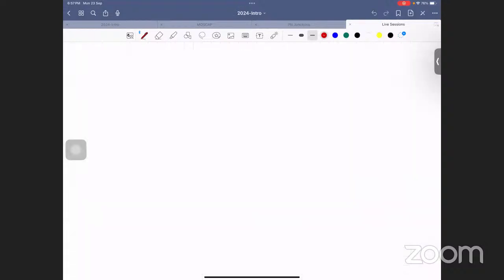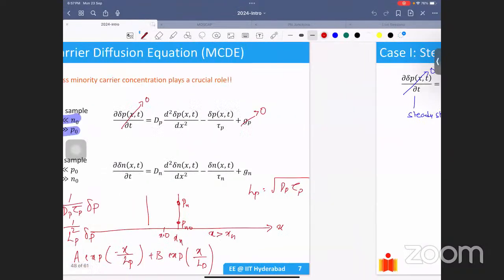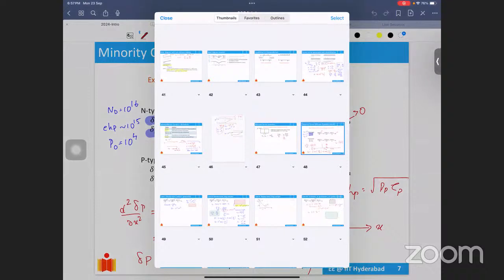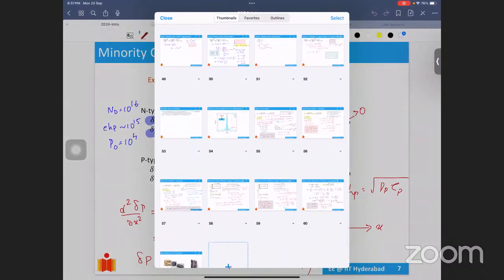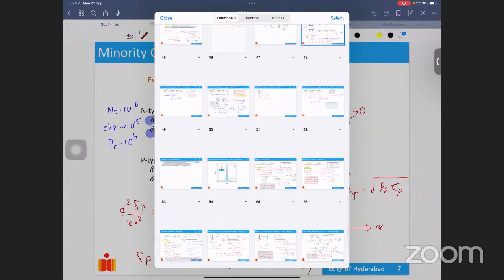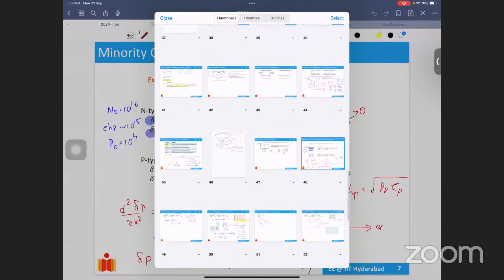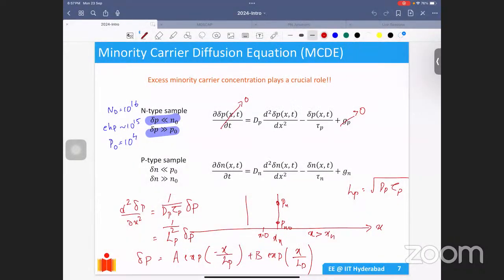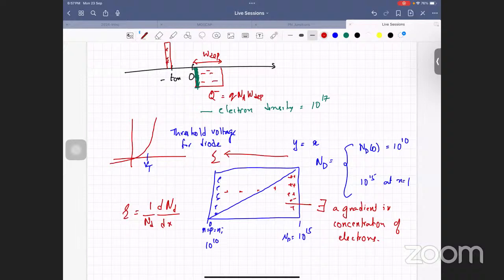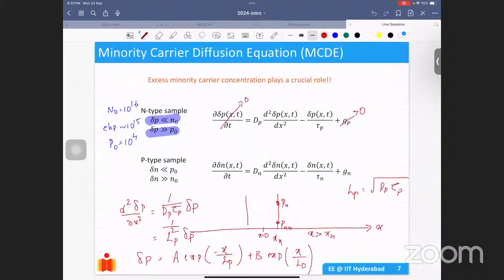Let me just open this up, one moment. Sir, correct only. There should be something else there, I think. I'm missing some term. q Nd x by epsilon, electric field. No, that's the electric field in a PN junction, Nandana. You're completely confusing it.